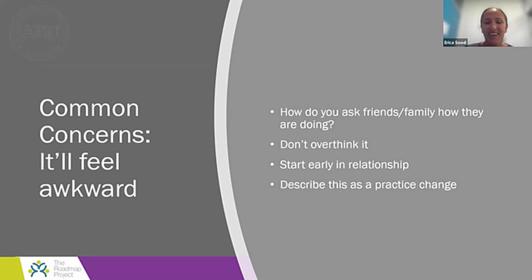So don't overthink it. Start early in the relationship when possible. If you start at the time of diagnosis or soon after, then patients and family members just see this as part of the standard clinic visit, and they come to expect it. And it doesn't seem unusual or abnormal to be asked these types of questions in the clinic setting.